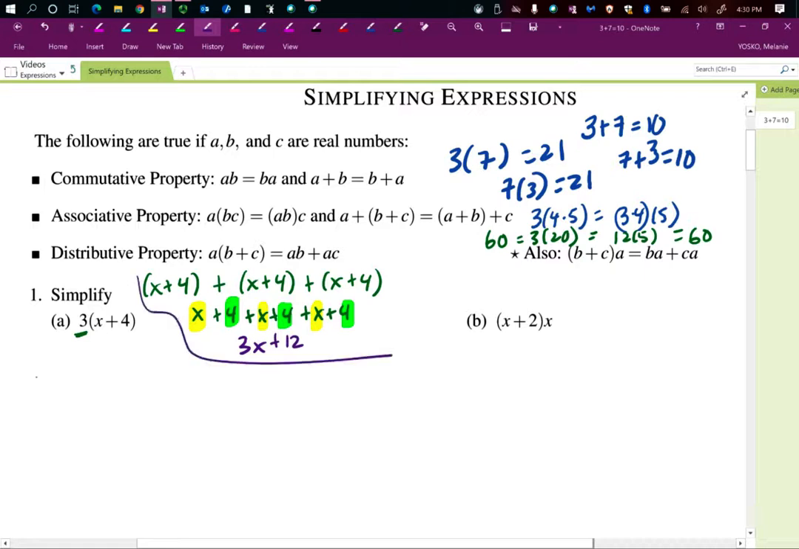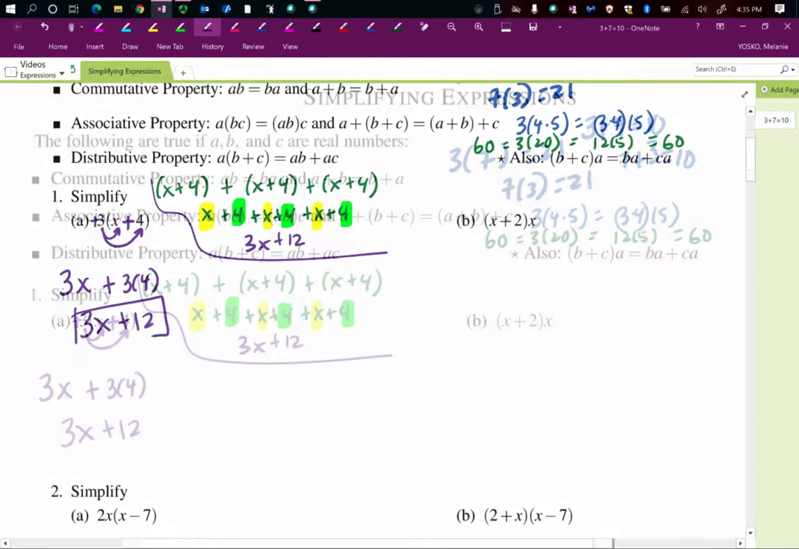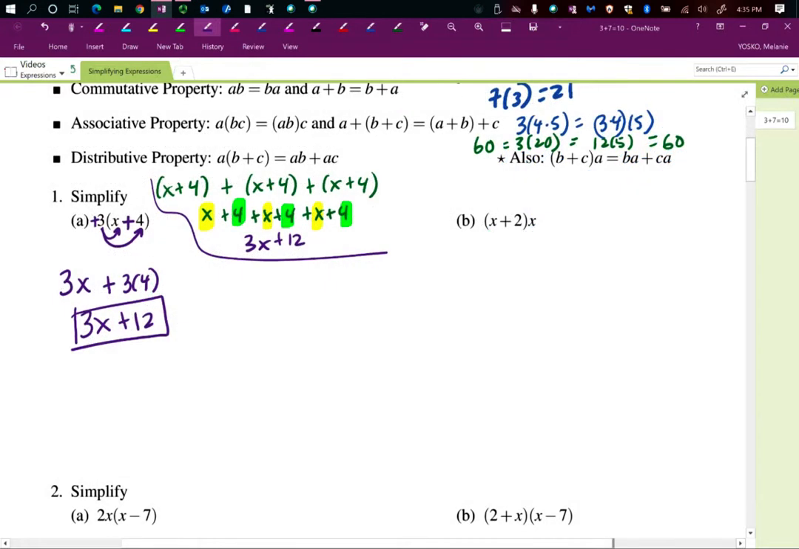Let's use the distributive property. So we're looking at this 3, and we're going to multiply 3 times the first term in the set of parentheses and 3 times the second term. So we have 3x, and then you have plus 3 times 4. The sign of the 3 is a plus, the sign of the 4 is a plus. So you do get 3x plus 12. Let's try the next one.